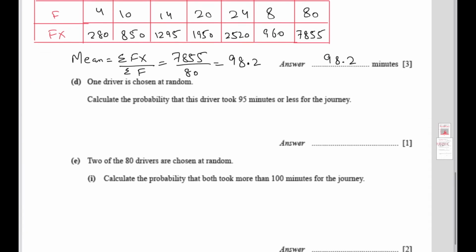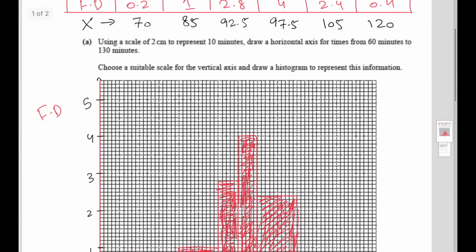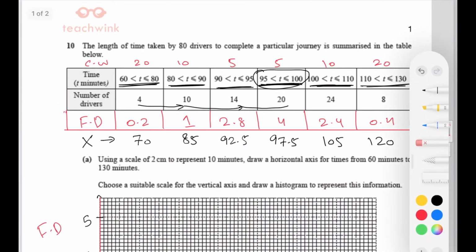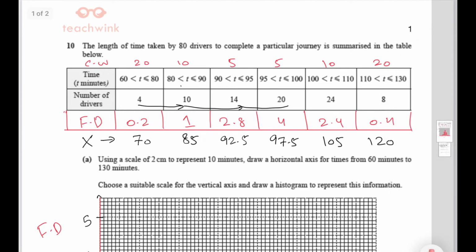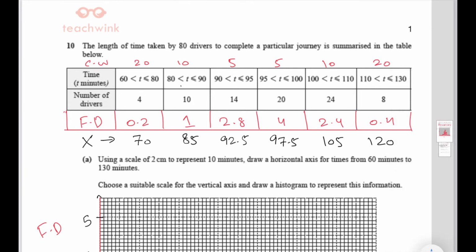The next part says one driver is chosen at random. Calculate the probability that this driver took 95 minutes or less for the journey. Let's look at the table above. 95 minutes or less. Okay, so if we talk about 95 minutes or less, let's do this in blue so that it's much more visible. 95 or less means anything below this blue line.